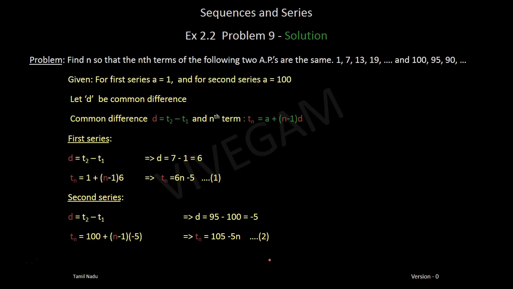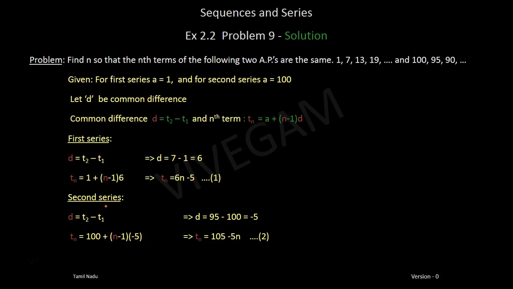Here we have the solution. For the first series, a is equal to 1, and for the second series, a equal to 100. This is the first series and this is the second series. Let d be the common difference. The common difference is given by t2 minus t1, and the nth term is given by the formula tn equal to a plus n minus 1 into d. For the first series, d is 7 minus 1, that's equal to 6, and the nth term is tn equal to a plus n minus 1 into d, putting a equal to 1 and d equal to 6. On simplification, you get tn equal to 6n minus 5.